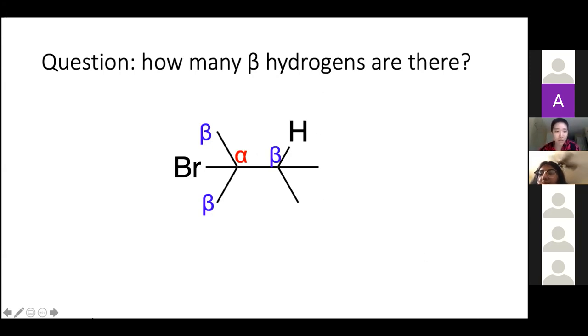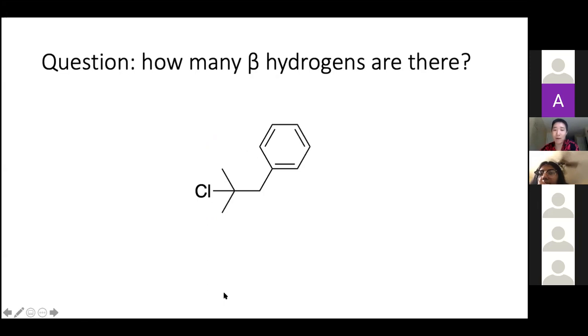Wonderful. So how about this one? This one, I did not give you any hydrogen. So you got to figure out where they are and identify all the beta hydrogens. I have a quick question. Yes, absolutely. How do you identify if something's a beta carbon again? Sorry. How do you identify beta carbons?